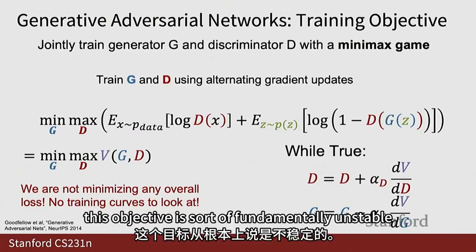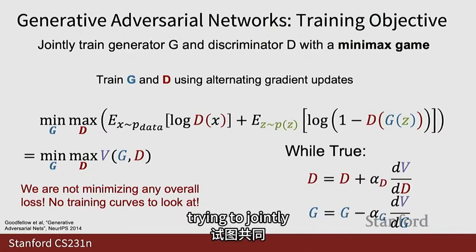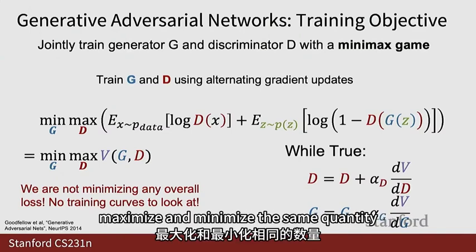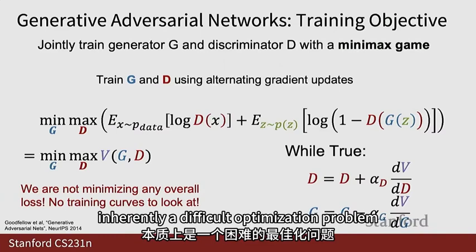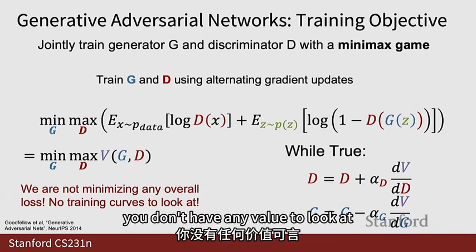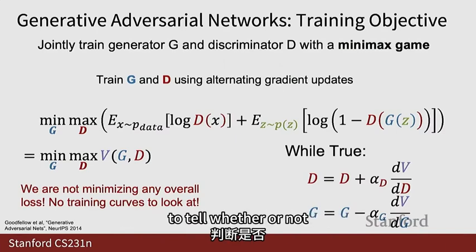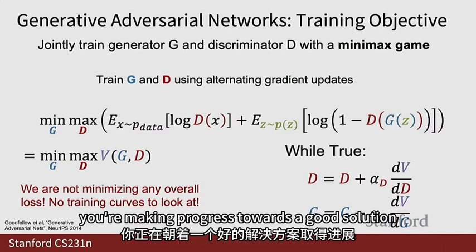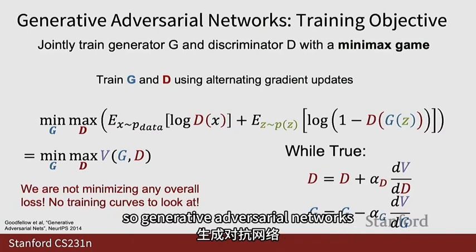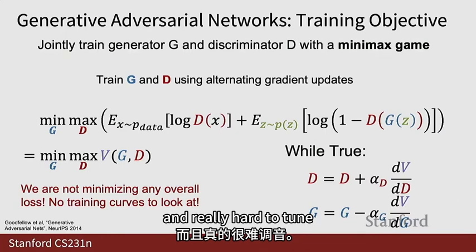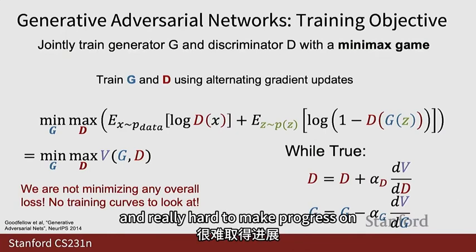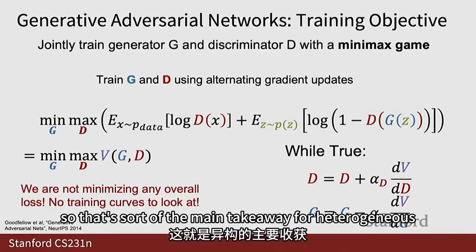So generative adversarial networks are really hard to train. This objective is fundamentally unstable. You're trying to jointly maximize and minimize the same quantity with respect to different sets of parameters of the network, which is inherently a difficult optimization problem. And even worse, you don't have any value to look at to tell whether or not you're making progress towards a good solution. So generative adversarial networks are pretty effective, but really hard to train, really hard to tune, and really hard to make progress on. That's the main takeaway for generative adversarial networks.